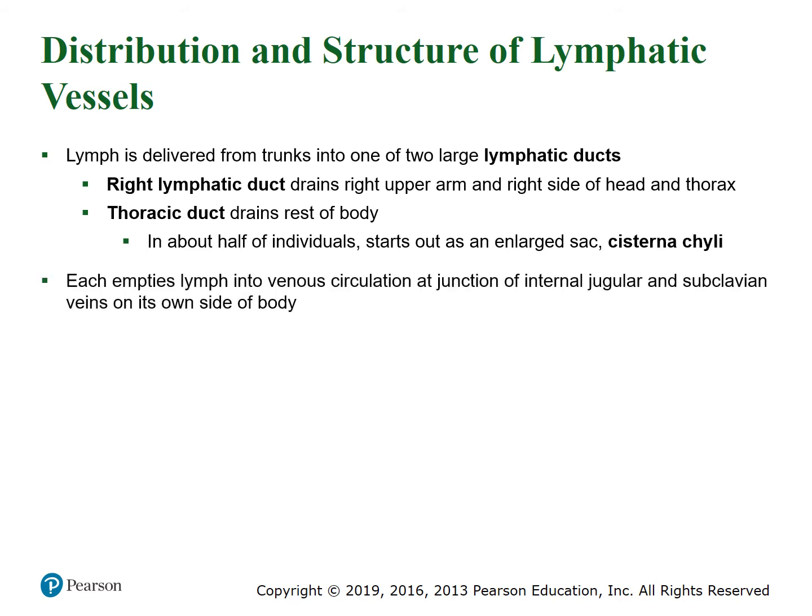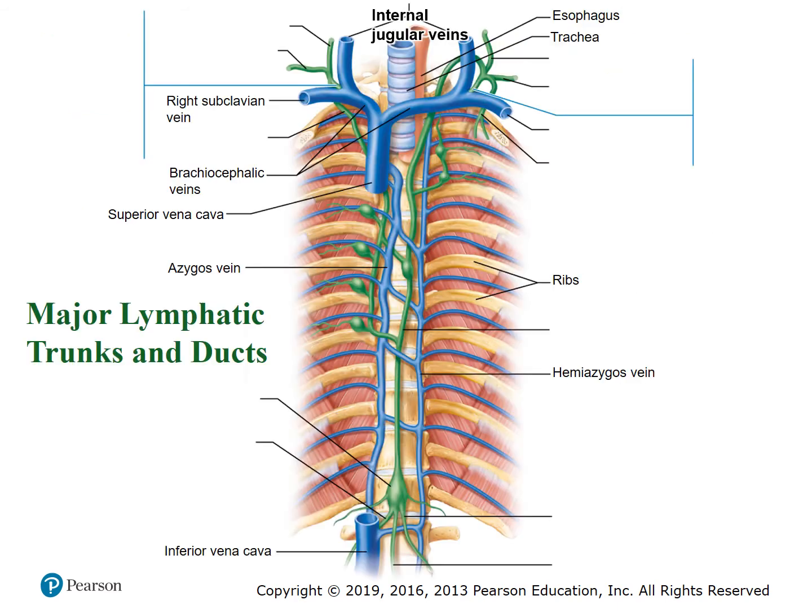Each one of these will empty lymph into the venous circulation right where the internal jugular and the subclavian veins join on its own side of the body. So the right lymphatic duct will empty lymph into the junction of the right internal jugular and the right subclavian vein on the right side of the body. And the thoracic duct will drain into basically the subclavian vein at the junction of it and the internal jugular vein on the left side of the body. So they're kind of paired to their side of the body.